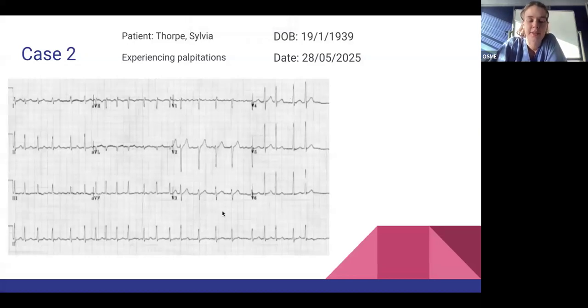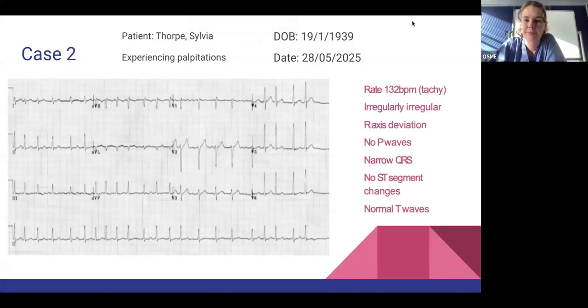Okie dokie. So Sylvia Thorpe has this. She's tachycardic, which I hope you can see, with a rate of about 132 beats per minute. It's irregularly irregular with a right axis deviation. She's not got any P waves as far as I can see, no little humps before the QRS complexes. The QRS complexes are narrow. So this is a narrow complex tachycardia. No ST segment changes and normal T waves.